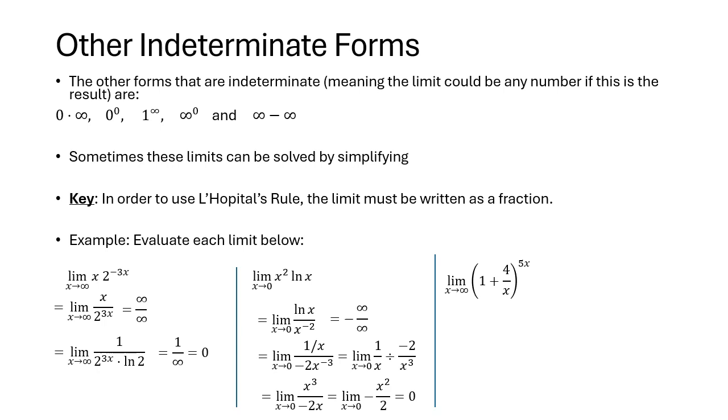At this point, we can cancel one of the x's, and it becomes the limit as x approaches 0 of negative x squared over 2. Plugging in 0 gives negative 0 squared divided by 2, which is 0.